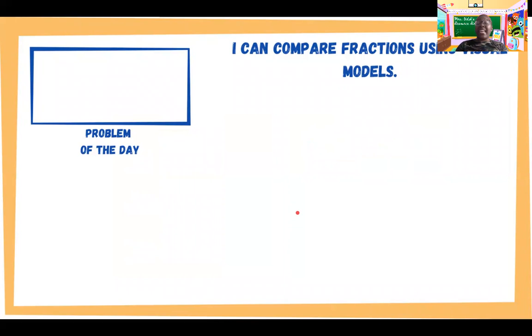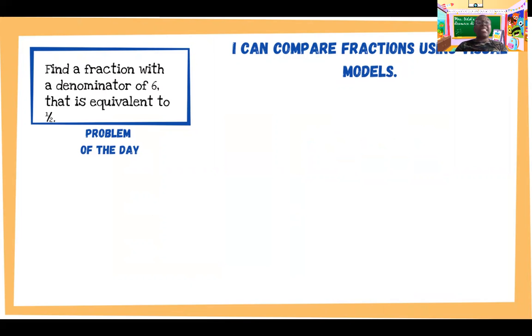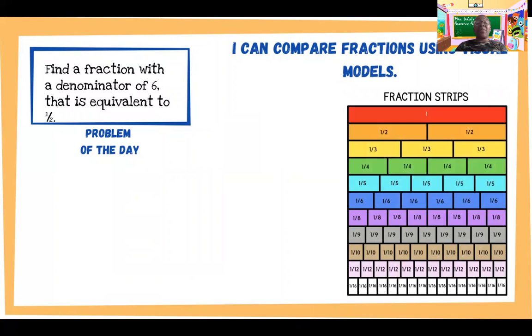All right, middles, it's your turn. We are still comparing fractions using visual models. Our problem of the day is to find a fraction with a denominator of 6 that is equivalent to a half. And we are still going to use our fraction strips like we did last week. So let's start with our first fraction. Our first fraction is a half. Before we do that though, what does the word equivalent mean? Did you say equal? If you did, you're absolutely correct.